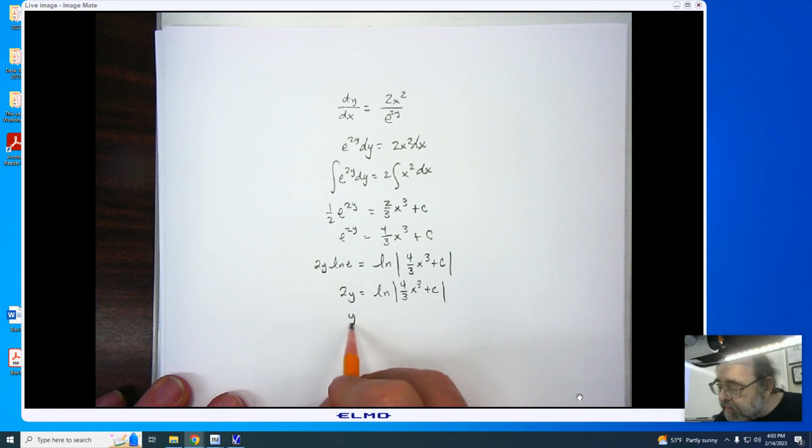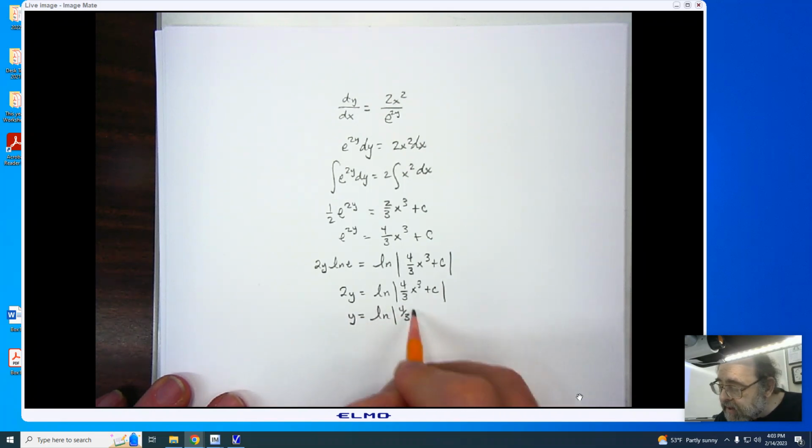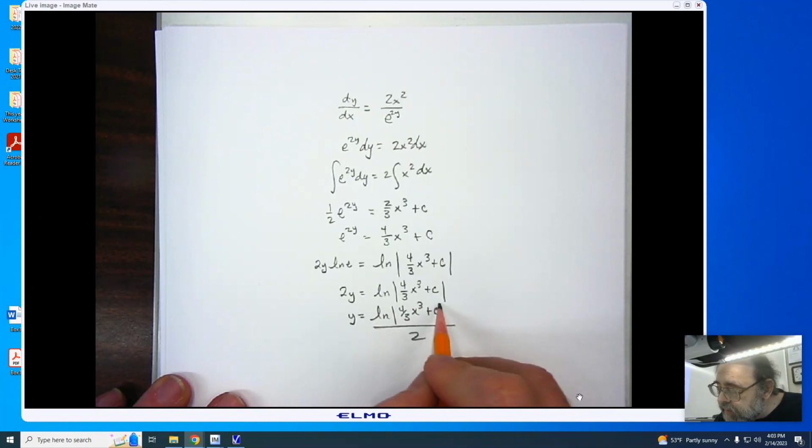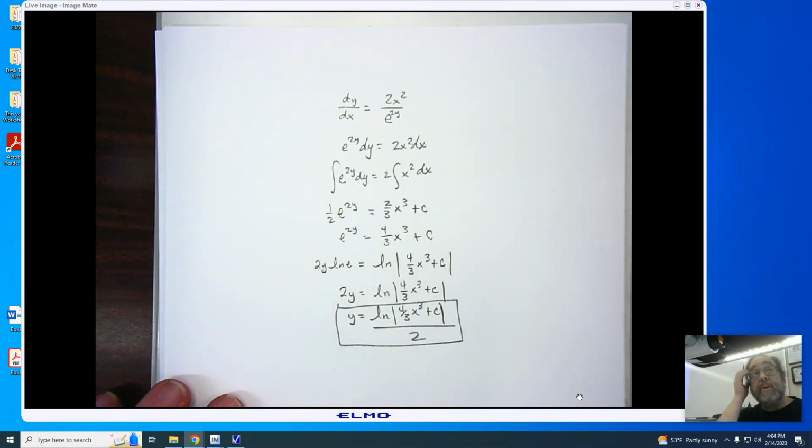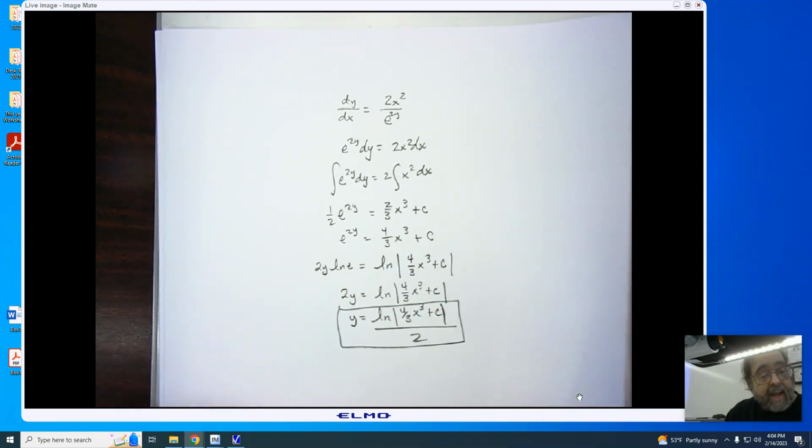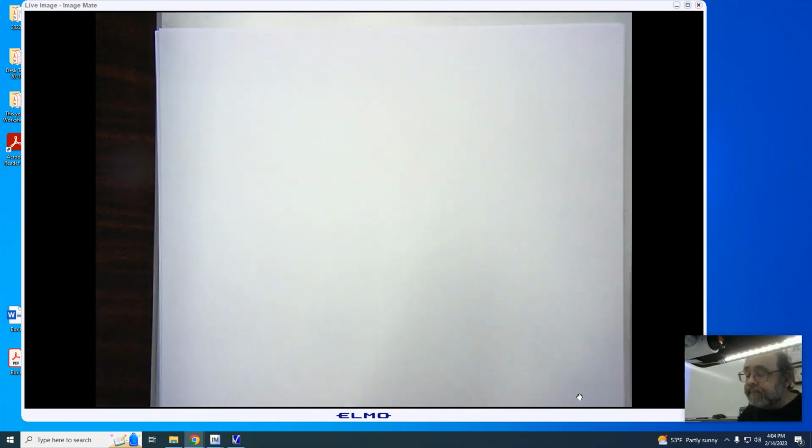And I'm now going to divide by 2. This will give me the natural log of 4/3 x cubed plus c divided by 2. And this is now my answer. That's the answer to number 2. Let's go ahead and take a look at number 4.